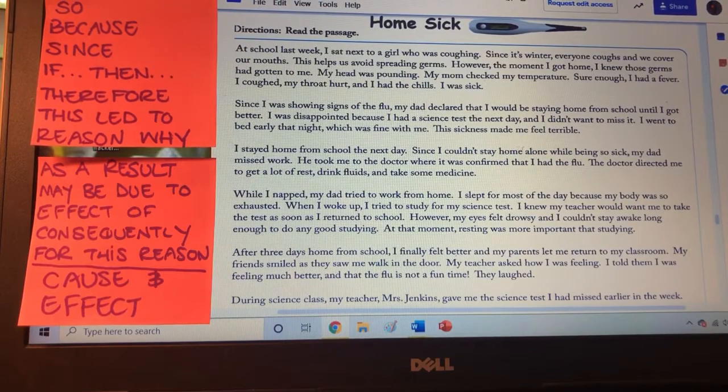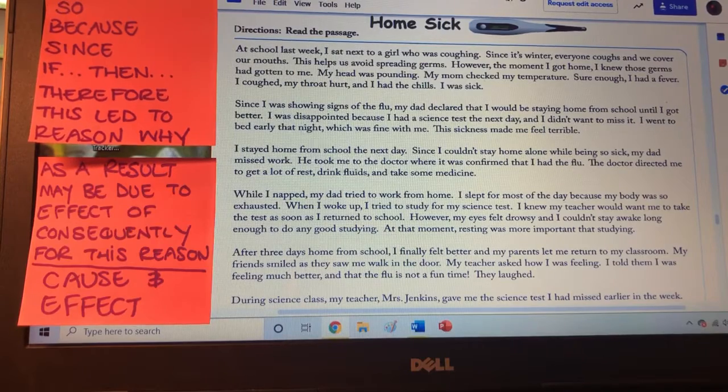Since I couldn't stay home alone while being so sick, my dad missed work. He took me to the doctor, where it was confirmed that I had the flu. The doctor directed me to get a lot of rest, drink fluids, and take some medicine. While I napped, my dad tried to work from home. I slept for most of the day because my body was so exhausted.